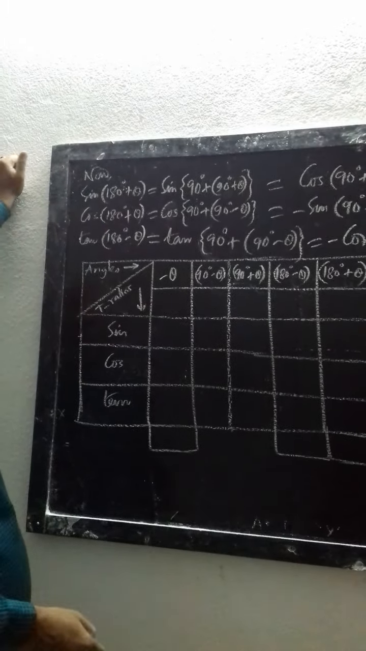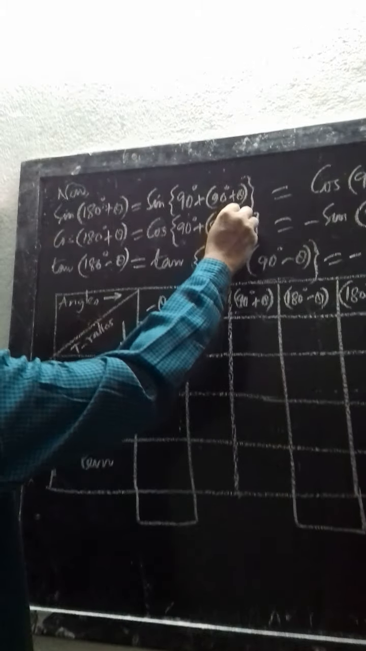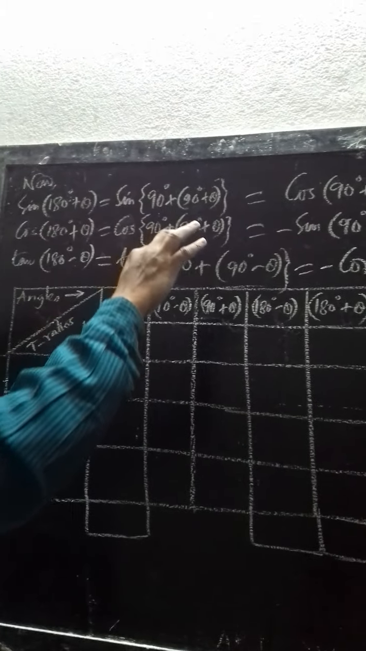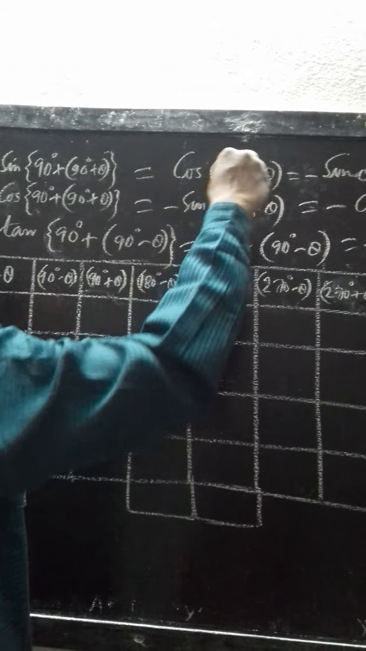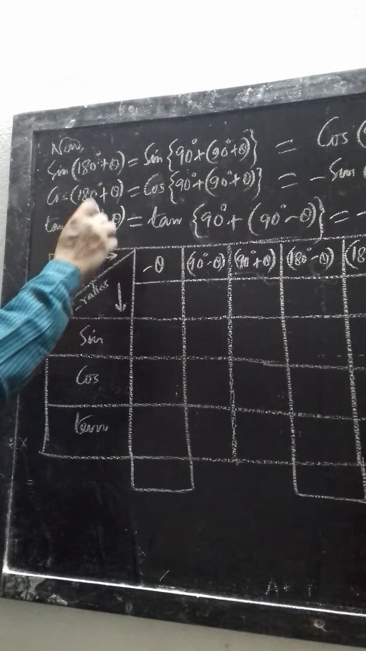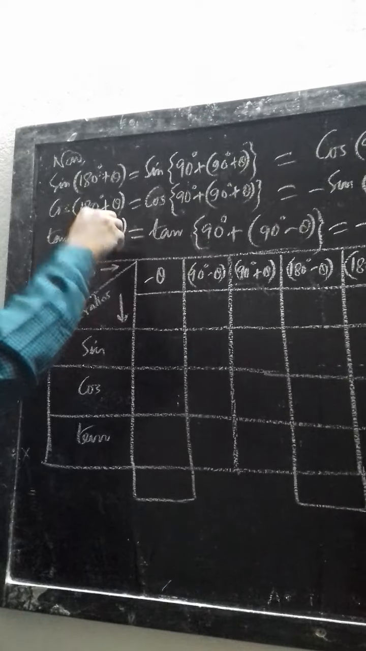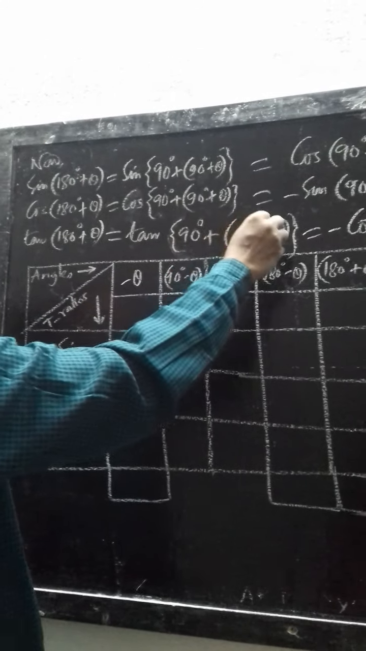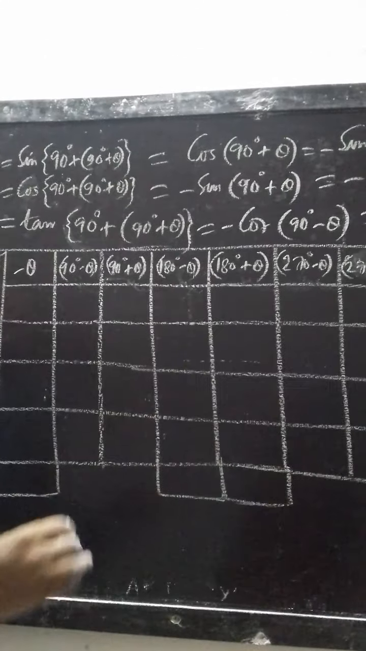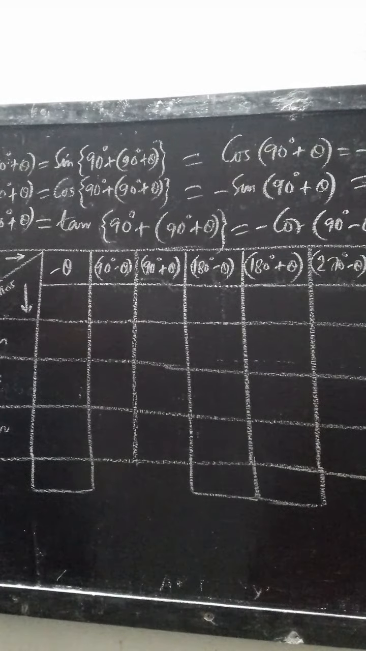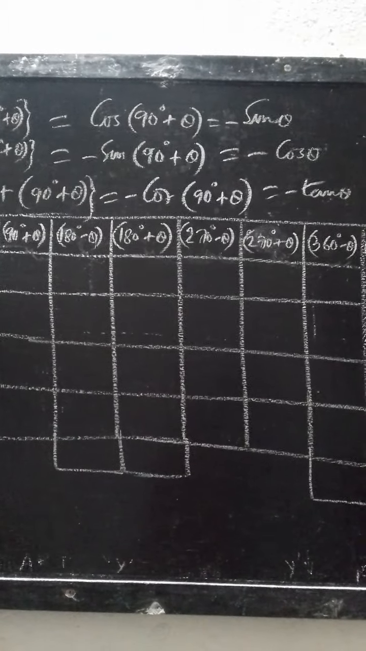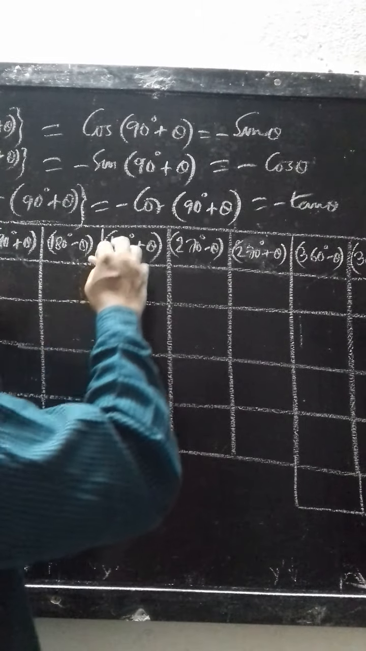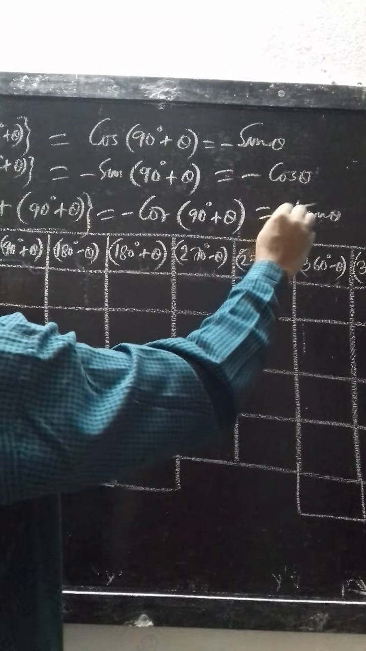Cos 180 degree plus theta equals cos 90 degree plus 90 degree plus theta. Since cos 90 degree plus theta equals minus sin theta, so minus sin 90 degree plus theta equals minus cos theta. Tan 180 degree plus theta equals tan 90 degree plus 90 degree plus theta. Since tan 90 degree plus theta equals minus cot theta, so minus cot 90 degree plus theta. Again cot 90 degree plus theta equals minus tan theta, so this is plus tan theta.